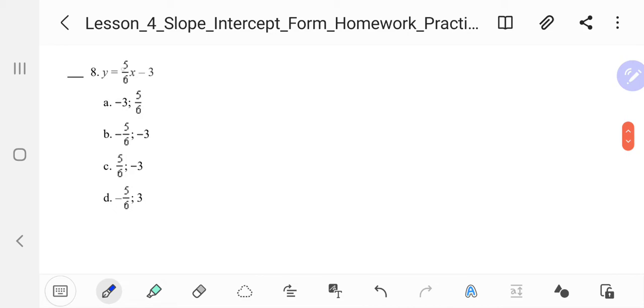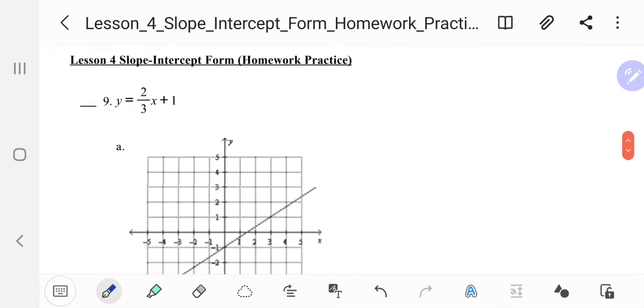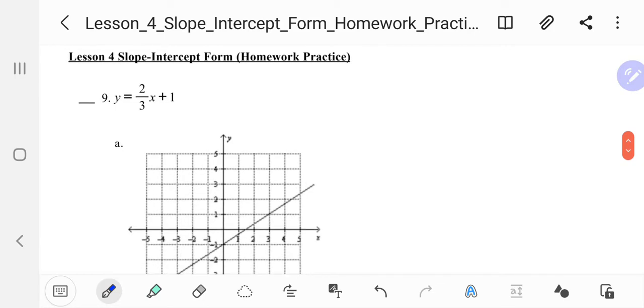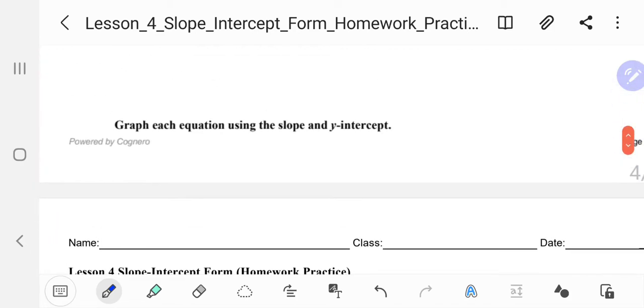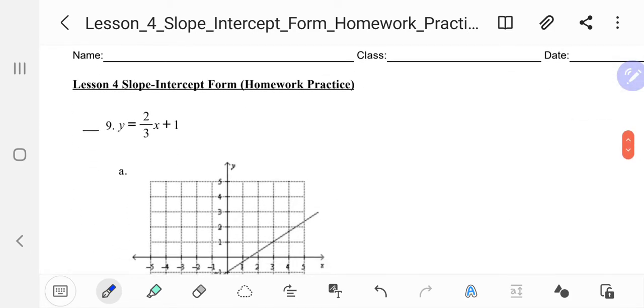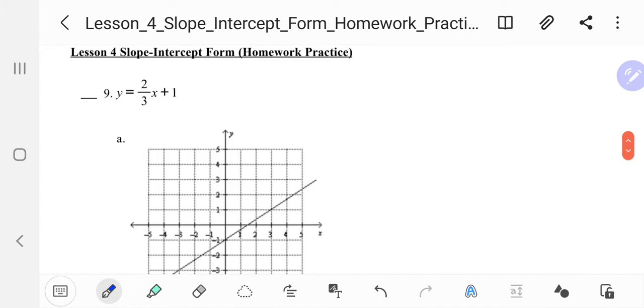Okay, same idea for this. Slope is 5/6 and the y-intercept is -3. And now, it says graph each equation. All right, so we have to graph this. Our first step is to write out the slope and the y-intercept. Slope equals 2/3, y-intercept equals 1.